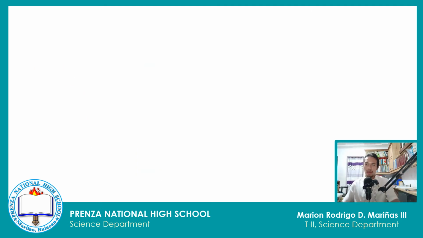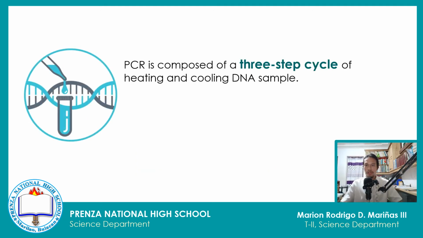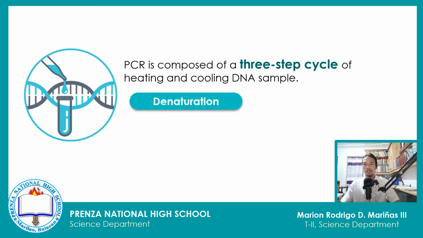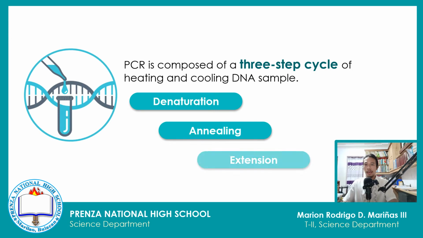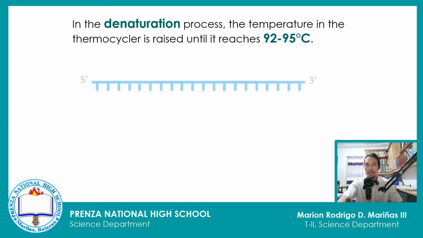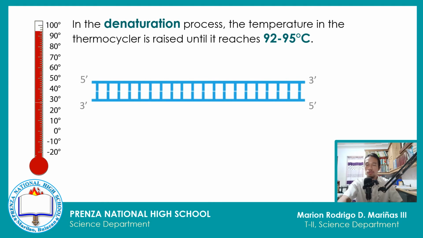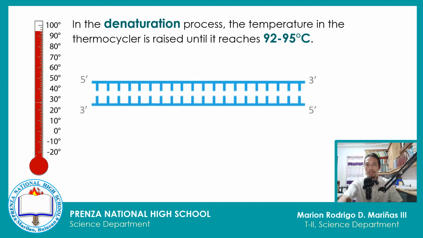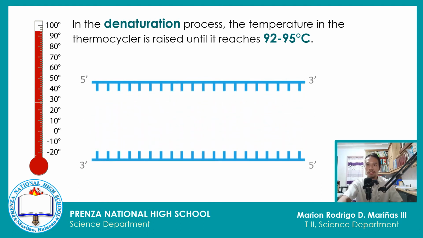Now that we have our PCR basic reaction mixture inside the slots of our thermocycler, we can now discuss the 3-step cycle of the PCR that includes denaturation, annealing, and extension or elongation. In the denaturation process, the temperature in the thermocycler is raised until it reaches a near boiling temperature of 92 to 95 degrees Celsius. This facilitates the denaturation or the separation of the two DNA strands.